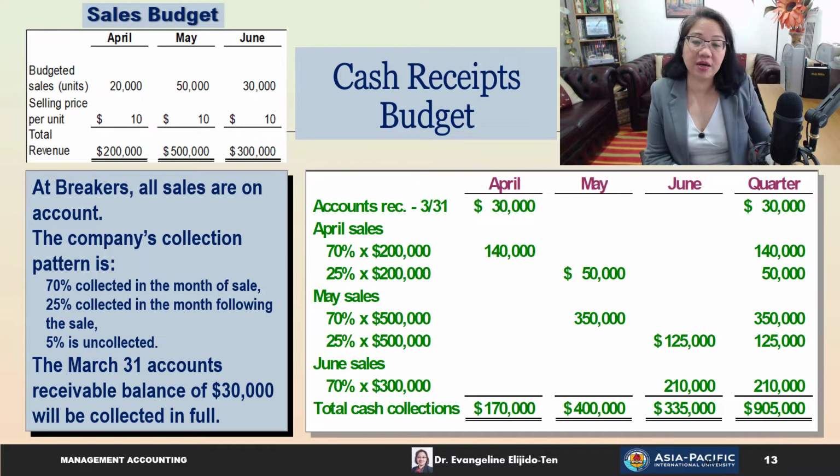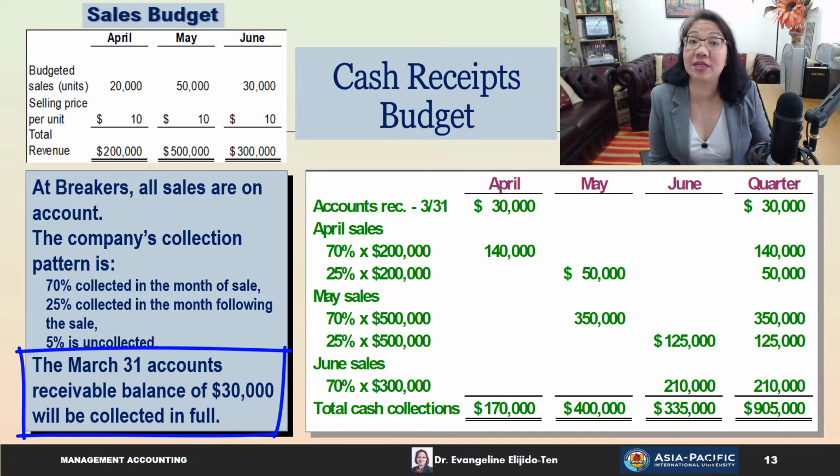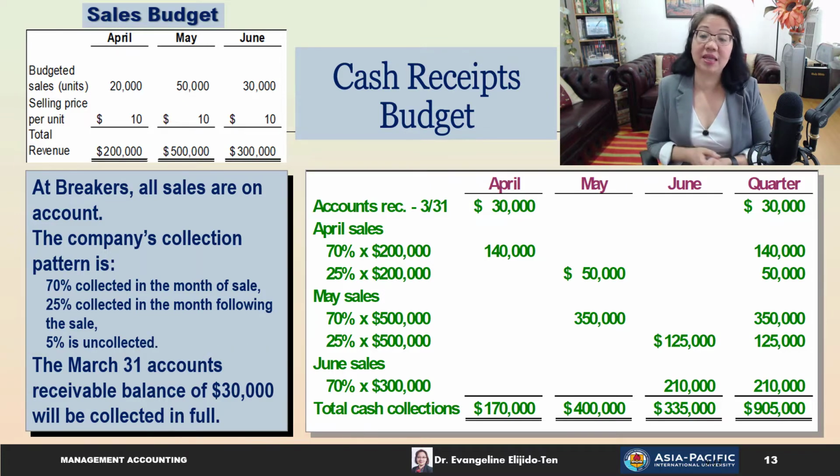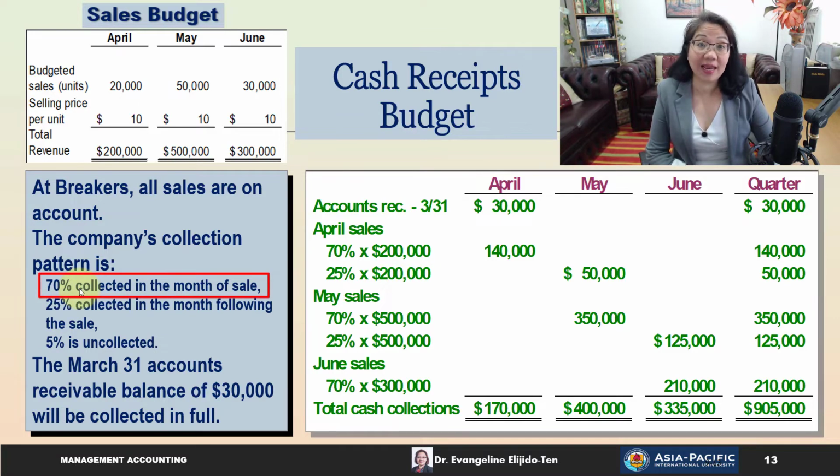We are told here that the March 31st accounts receivable balance of $30,000 will be collected in full in the following month. And so the $30,000 will be collected first in April. What else will be collected in April? Well, we are told that the company's collection pattern is such that 70% will be collected in the month of sale. So we need to go back to the sales budget.